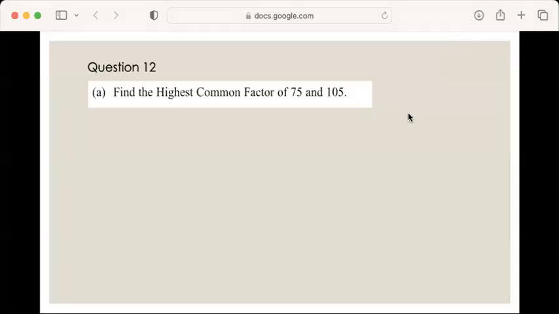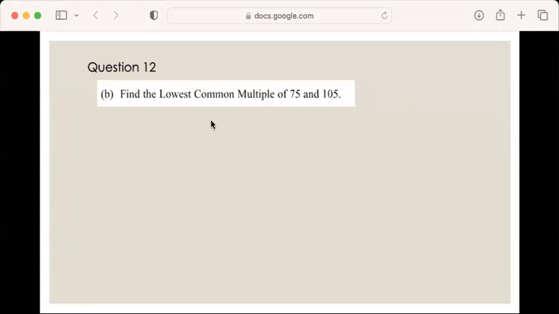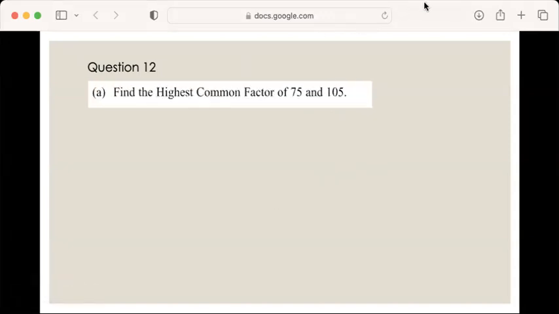All right. One more question for you to practice. Question number 12, which also has two parts, A and B, where A says find the highest common factor of 75 and 105. Part B says find the lowest common multiple of 75 and 105. Okay, please pause the video and try this question out. All right, so I believe you have found the correct answer. So let me work it out for you so that you can check your answer as well.